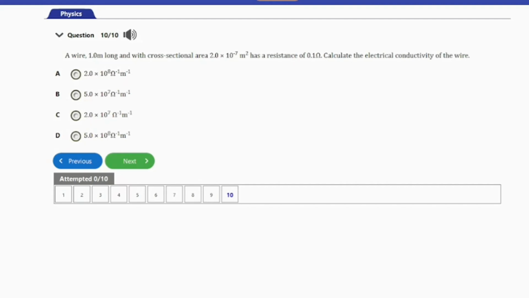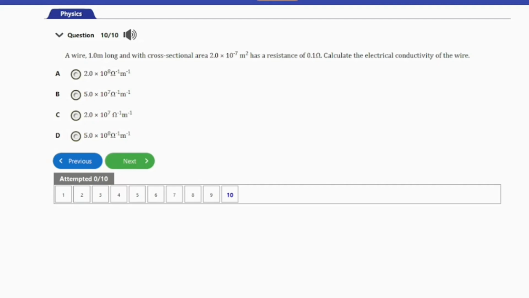It says, a wire 1.0 meters long and with cross-sectional area 2.0 times 10 to the power of negative 7 meters squared has a resistance of 0.1 ohm. Calculate the electrical conductivity of the wire. So guys, we are looking for the conductivity. So let's recall that conductivity is 1 over resistivity, where resistivity is resistance times area over the length.